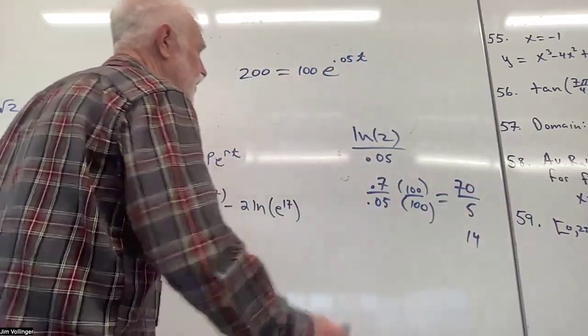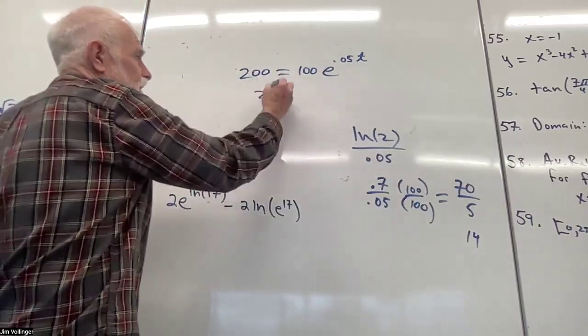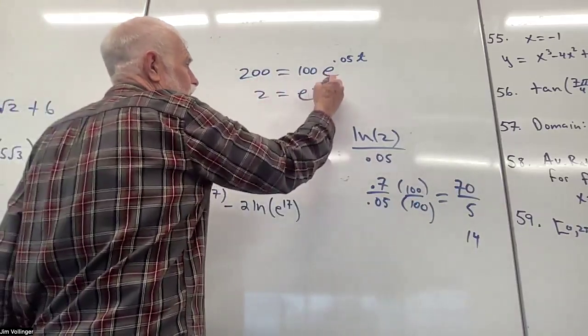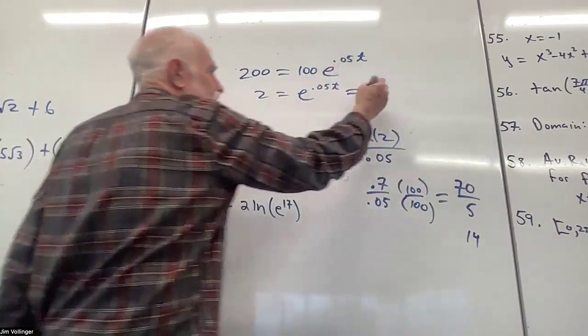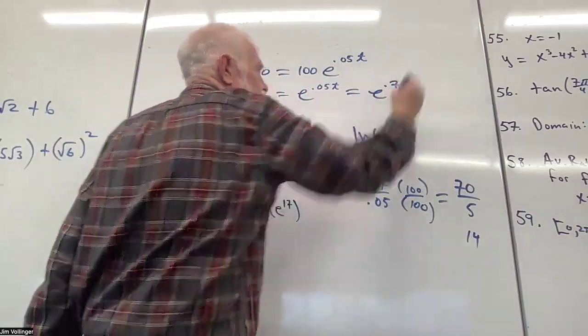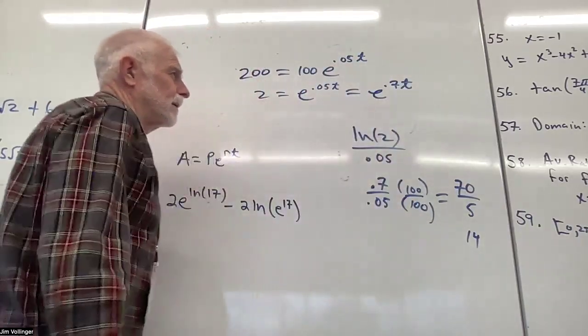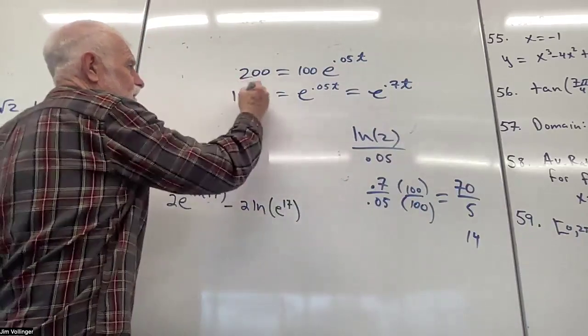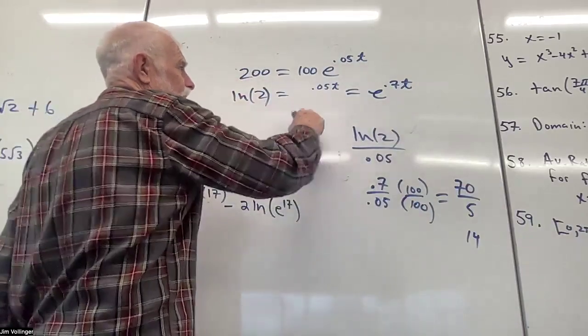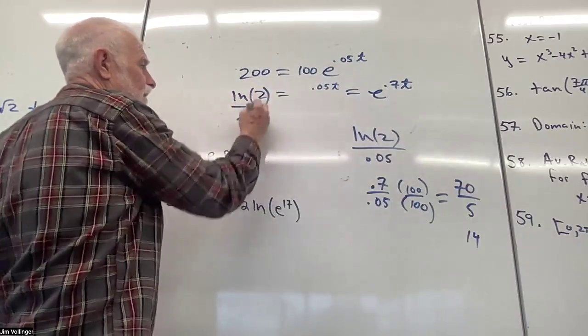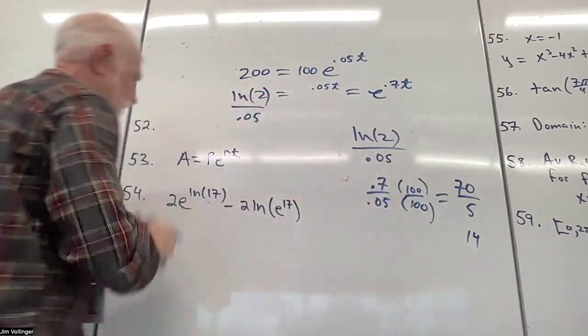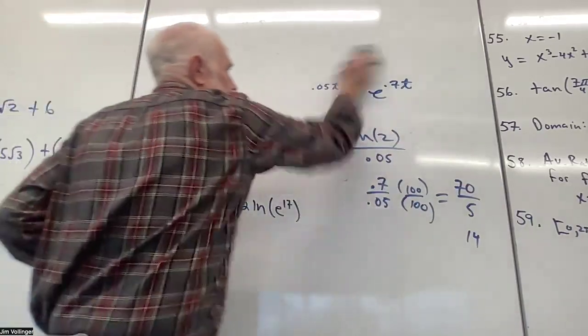All right, so how did we do that? We divided by 100. There's our 2. E to the 0.05t, which obviously has to equal e to the 0.7t, right? That's the doubling function. All right, so what do we have? We've got the ln of 2. That takes care of that. We got to divide by 0.05, and there's our explanation. All right, so we're done with that.